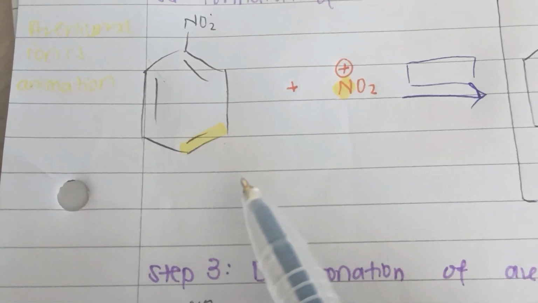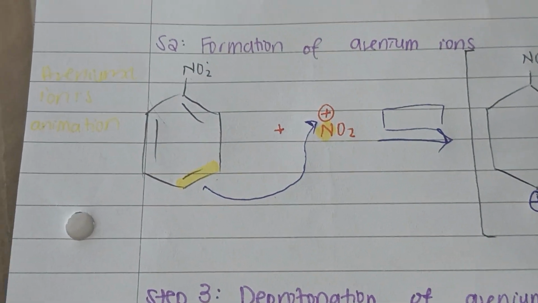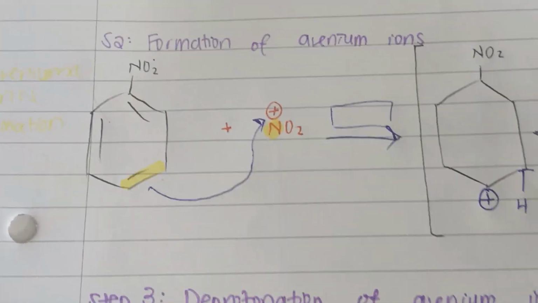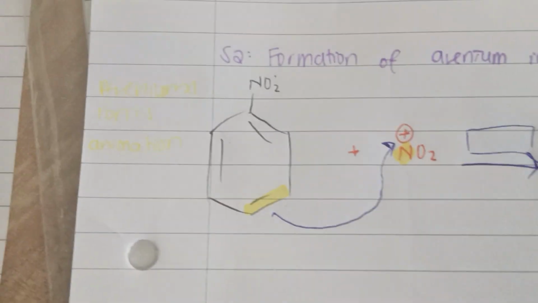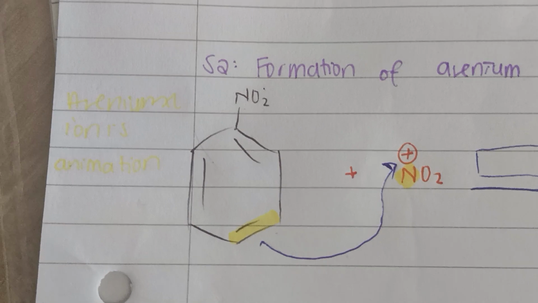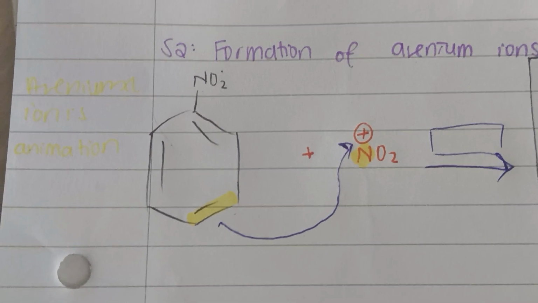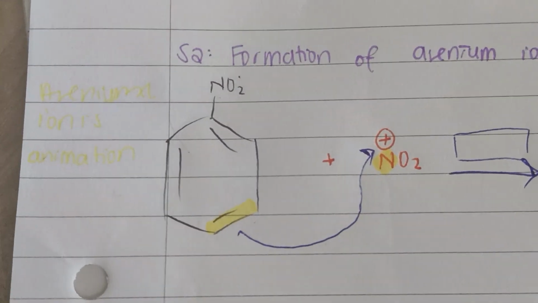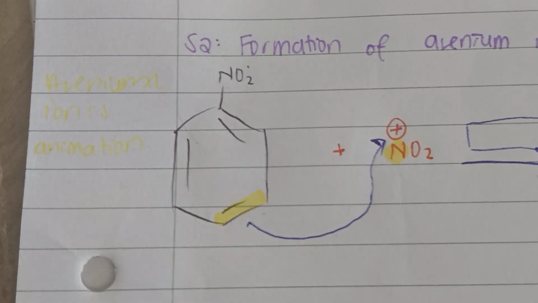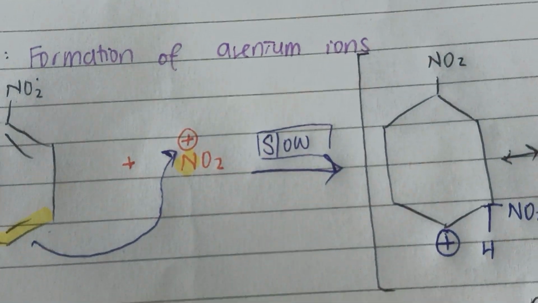So the 2 pi electrons over here are pushed to the electrophile, like so. You can draw a better arrow than that. Since this benzene ring, like any other aromatic compound, is very stable because of its delocalized pi electron cloud, it takes a lot of energy for it to break the double bond. And to indicate the slowness of that reaction, we need to write slow on top of the arrow here.